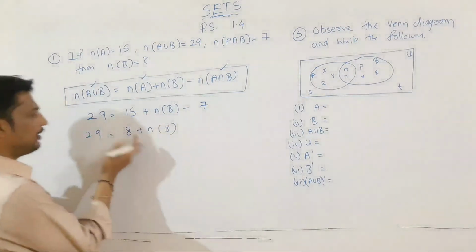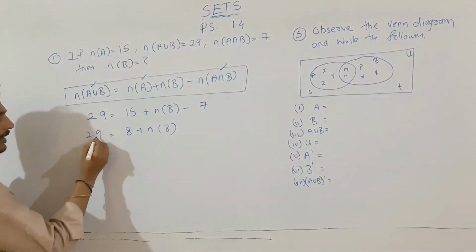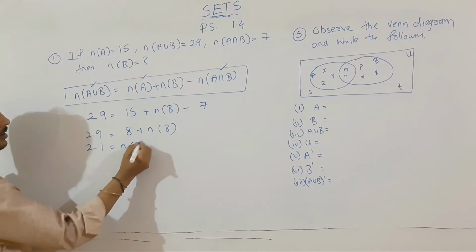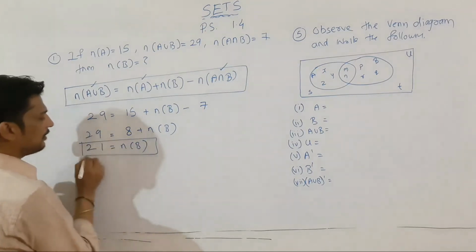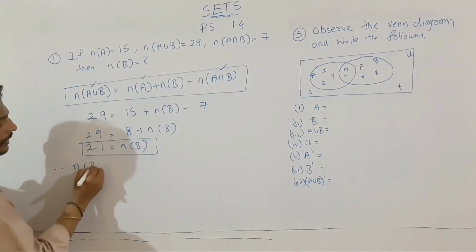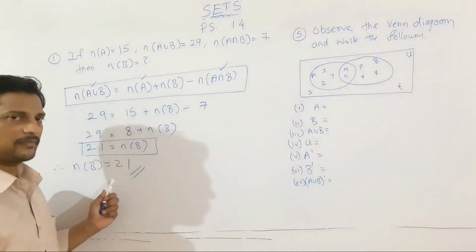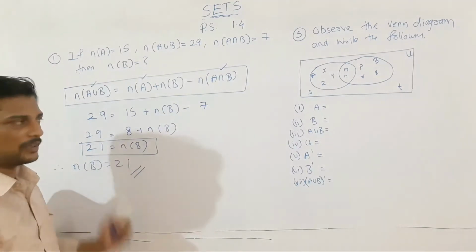When I shift this 8 to the other side, it will get subtracted. So 29 minus 8 is nothing but 21, which is equal to n of B. So this is what they have asked me, isn't it? Therefore, n of B is equal to 21 is my required answer. Ready? I hope you understood this.